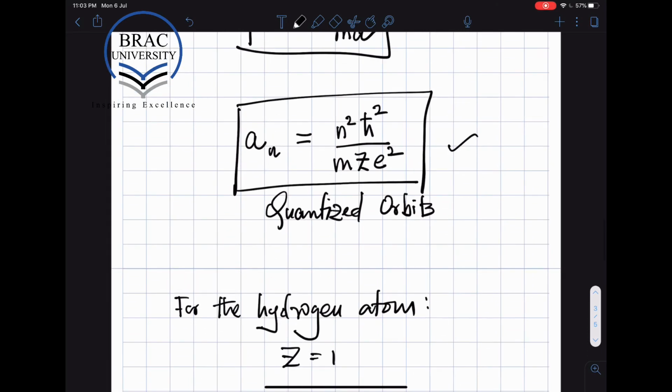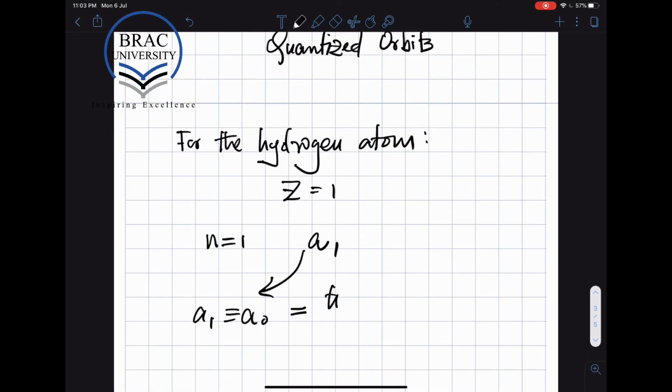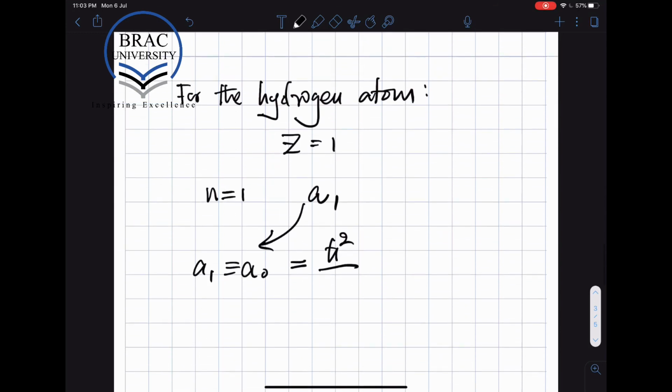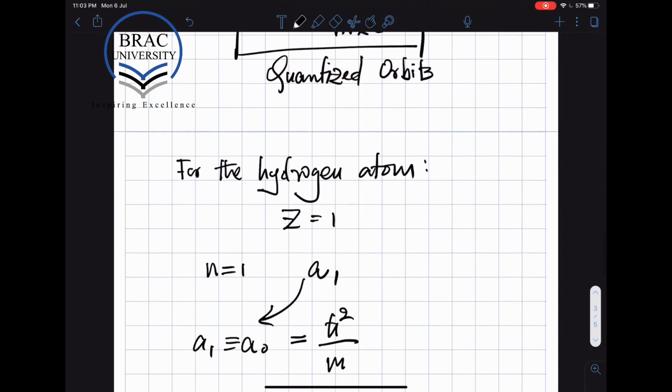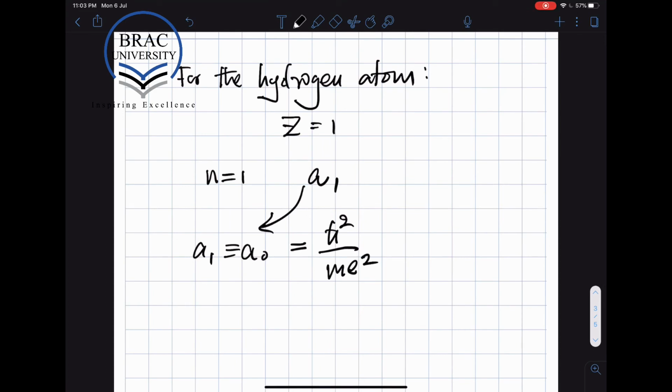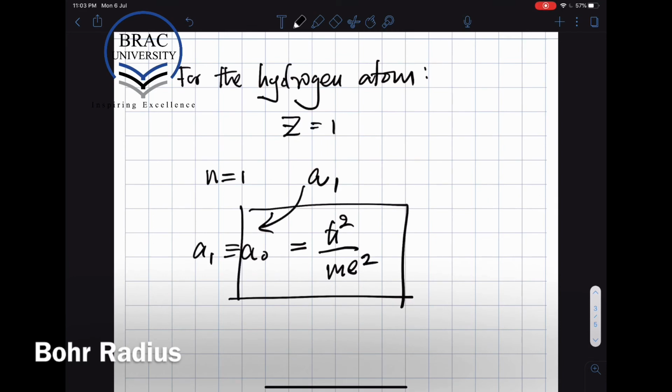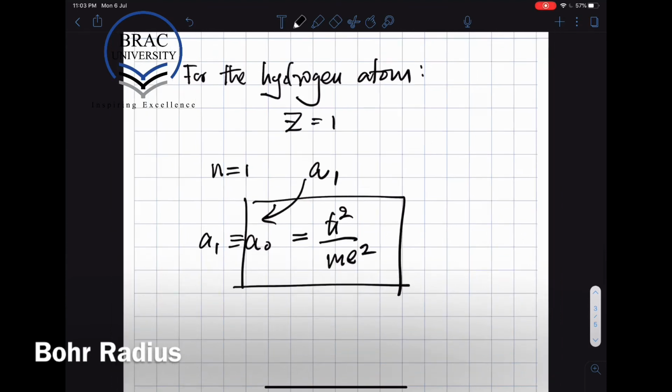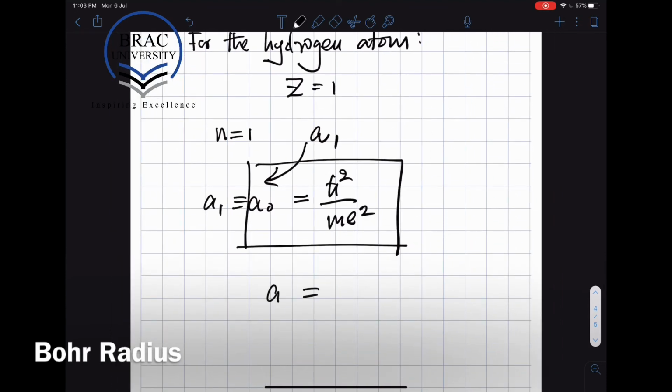And then we get h bar squared divided by m e squared. So this is, so to speak, the radius of the hydrogen atom when the electron is in the ground state. And if you plug in these values, then A0 turns out to be 0.528 times 10 to the power minus 8 centimeter. This is sometimes known as an angstrom, but these days angstrom is no longer used.